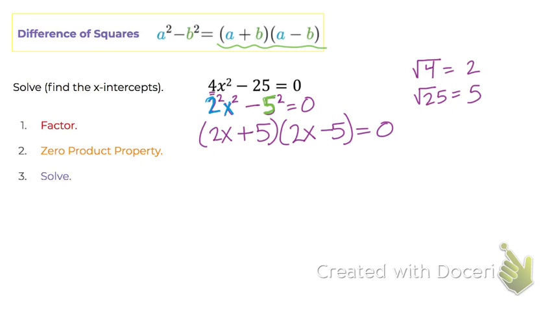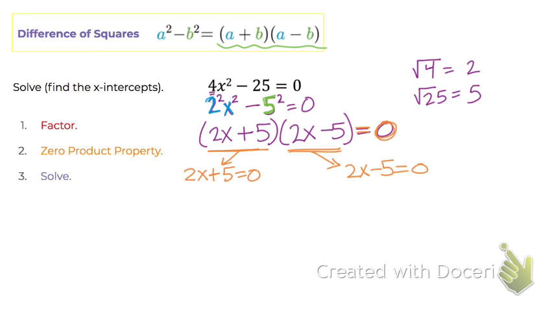Once you have factored it, you can now use the zero product property to set up equations and find out what x equals. So the zero product property tells us if we have two numbers that multiply together, so when they're smushed together like that, that means we're multiplying. So if you're multiplying numbers and the answer is 0, then that means that one or both of them has to be 0. So either 2x plus 5 equals 0, or 2x minus 5 must equal 0. Because when we multiply those two numbers, the answer is 0.